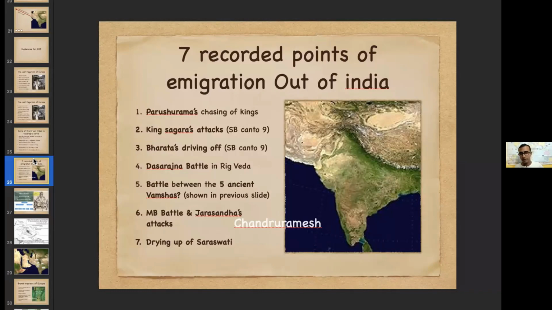The fifth important point in history is the battle between the 5 ancient Vamshas, which I'm going to show in the upcoming slide, not in the previous slide. Anu, Puru, Druhyu, Turvasu, Yadu. How these 5 dynasties were placed, how they fought with each other, and how they were sent to different parts of the world, we'll be seeing in the upcoming slide.